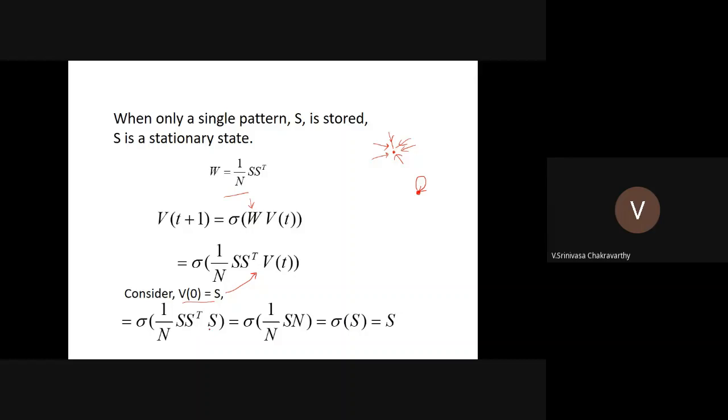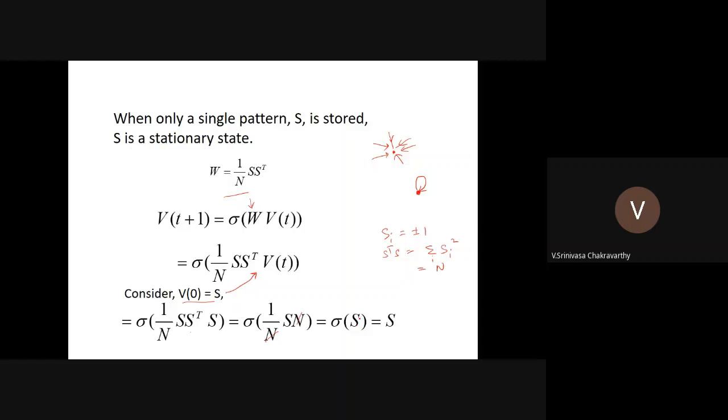S S transpose is the outer product of two vectors and you get a matrix. But S transpose S is the inner product, so you get a scalar. Since each Si is plus or minus 1, S transpose S is basically the sum of Si squared, which will be equal to n, because each Si is plus or minus 1. So therefore you have sigma of 1 by n times S n. So n gets cancelled. So you get S.